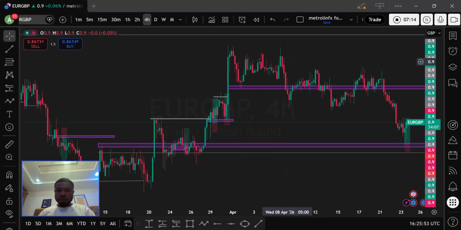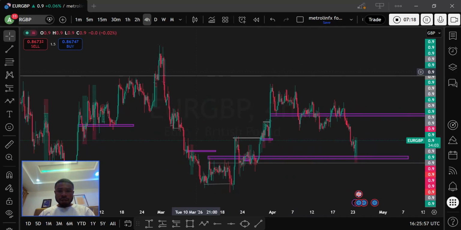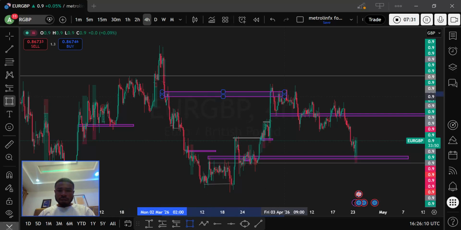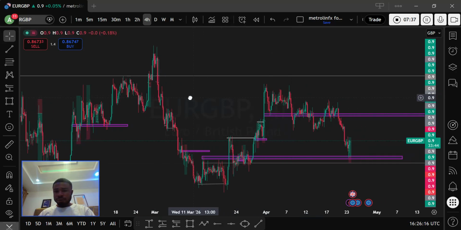So you can see it on the 4 hours. You can see that we are currently selling. This correctional uptrend that took place has already gotten to this supply zone. You can see it was just a correctional movement. So that is all for now.